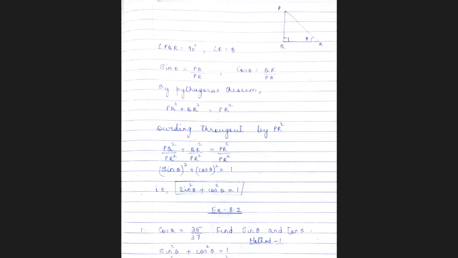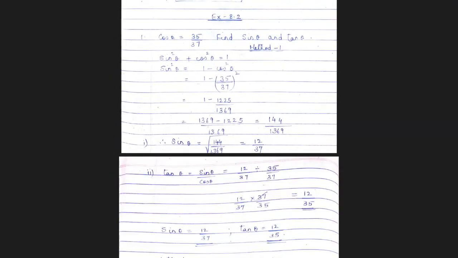Now since PQ by PR equal to sine theta, the square of it will be sine theta the whole square. Similarly, QR square by PR square is cos theta the whole square, equal to 1. So your equation is sine square theta plus cos square theta is equal to 1. This is one of the very important equations in trigonometry. Now using this we are going to do the exercise 8.2.